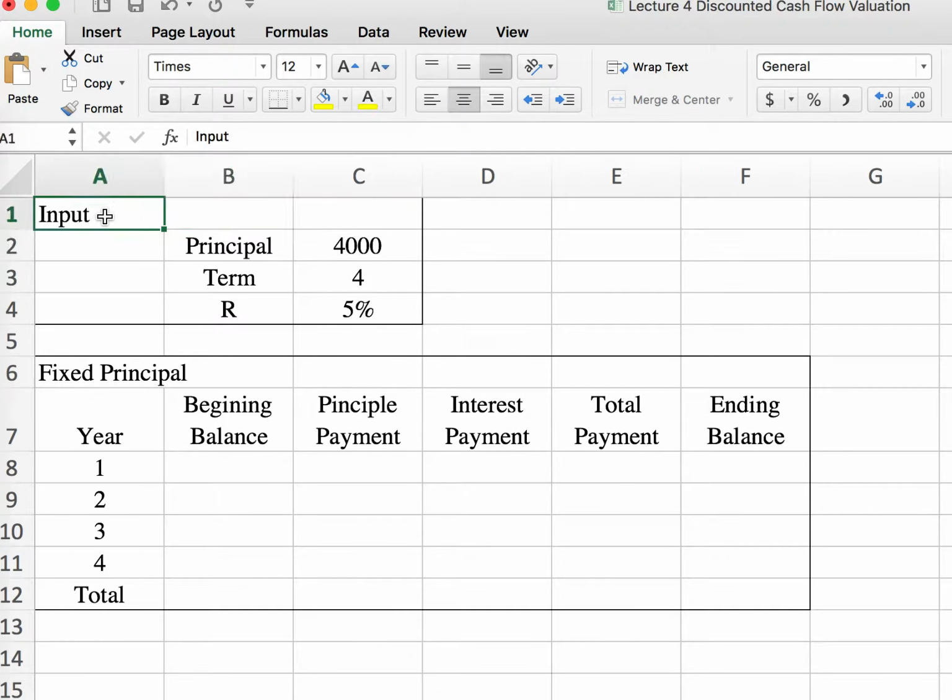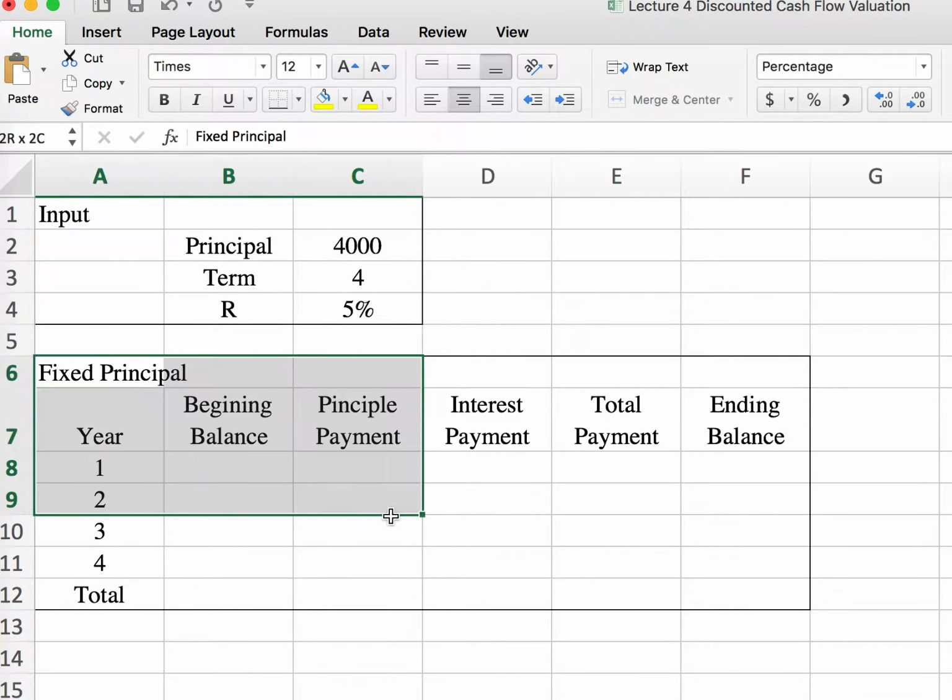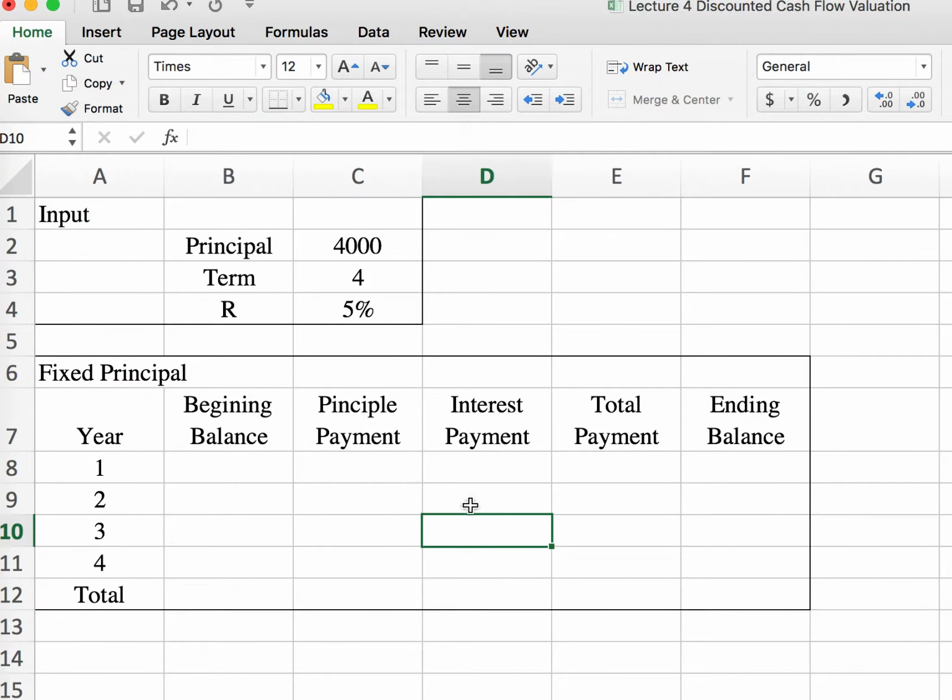So what you have here is first the input. We have the principal, which is $4,000 that you will be borrowing. The term is 4 years. The interest rate is 5% per year. And I have this table created already. All we need to do is fill in the blanks.